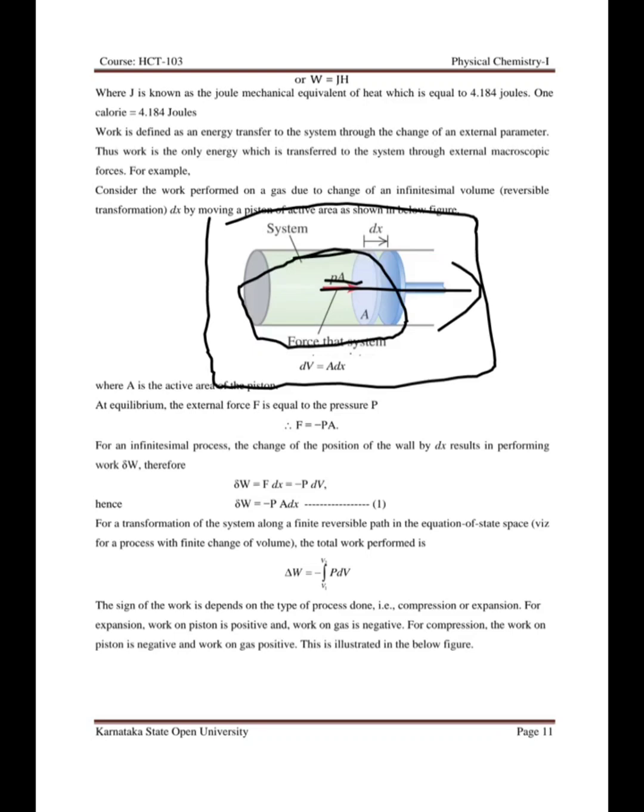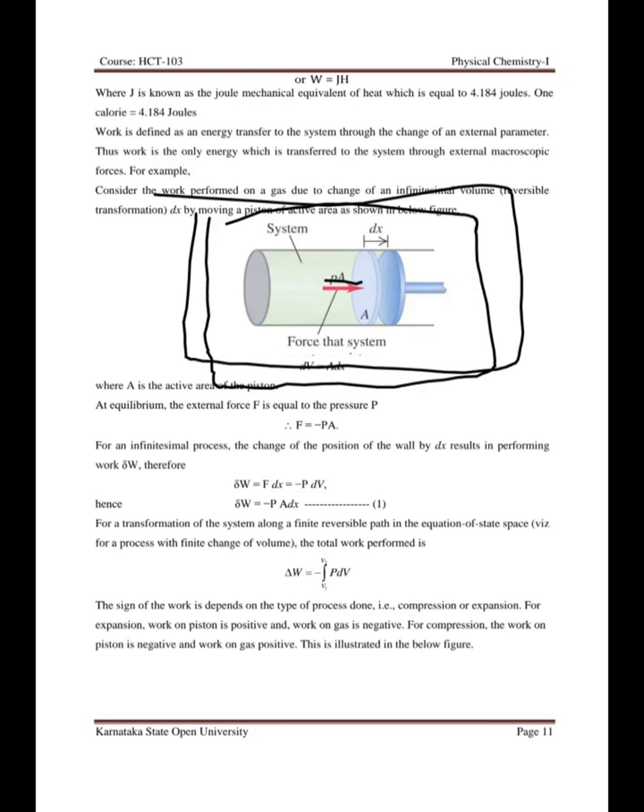So dV is equal to A dx, where with respect to volume, A is the active area of the piston, F is the force, and P is the pressure. At equilibrium, the external force F is equal to the pressure times area. This is a simple system: if no work takes place, there will be no movement of the piston, so all the force and pressure will be in the equilibrium state. So F is equal to minus PA.